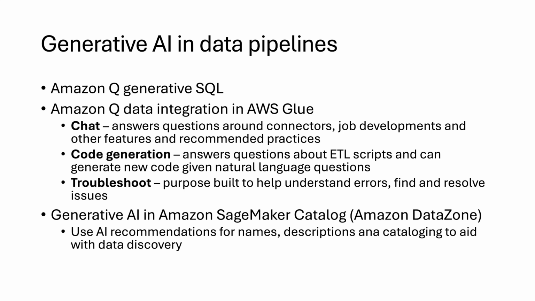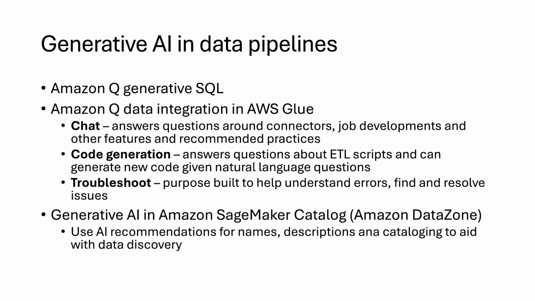Next, we'll touch on the Amazon Q data integration in AWS Glue. So this allows you to chat with Q around your job development and recommended practices. It allows you to ask for full code generation. So you're again describing your intended job in natural language and having that converted into code for you. And if you're running into issues, it can help you look at the logs of your job and help you detect the root cause error and suggest any resolutions.